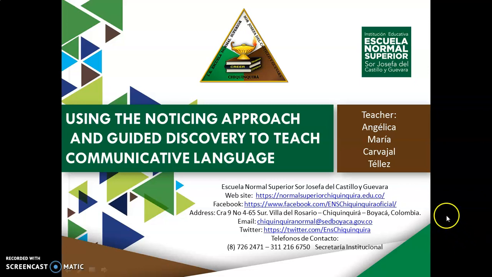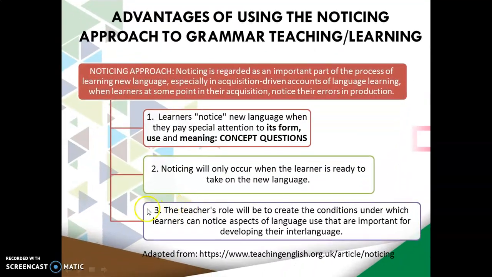So in this opportunity, in this tutorial, we are going to talk about using the noticing approach and guided discovery to teach communicative language. To start this discussion, firstly, we're going to talk about the advantages of using this noticing approach to teach and learn grammar. The noticing approach is regarded as an important part of the process of learning a new language, especially in acquisition driven accounts of language learning.